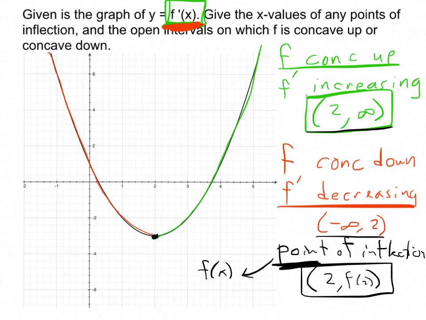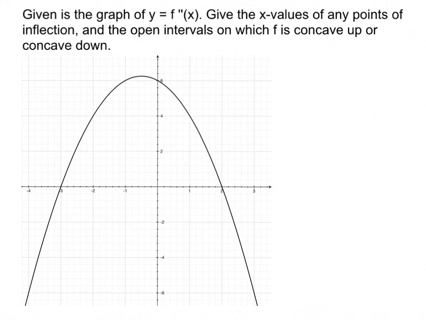Got one last example. And in this example, I'm now looking at the second derivative. I'm saying this is a graph of the second derivative. I want to know the x values of the points of inflection and the open intervals of concave up and concave down. I'm going to do the same thing I did before. I want to know where f is concave up. Well, what does it mean for f to be concave up? It means the derivative is increasing.